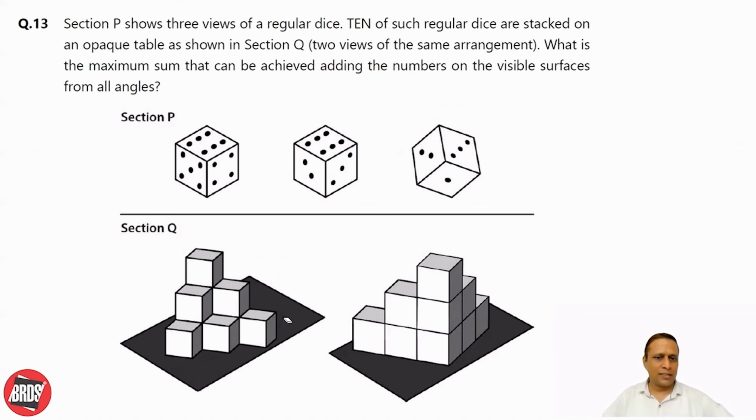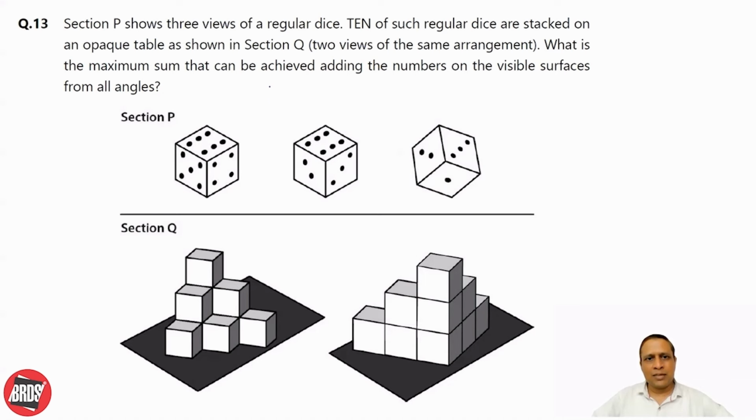So, there is an opaque table as shown. Both the arrangements are the same. These are two different views. What is the maximum sum that can be achieved adding the numbers on the visible surfaces from all angles? So, from the visible surfaces, whatever numbers we can see, the sum of those numbers should be maximum. Okay, so what is the total sum?